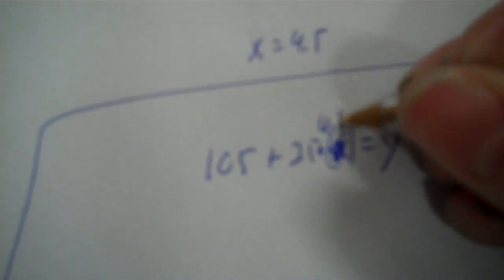Okay, so we are equal to Y here. And we have 105 at the beginning. And then we are adding $25 every hour. Okay. So there's my equation. So 105 plus 25 times x equals y. And then 4.5 goes in for x. X equals 4.5. So I put 4.5 in for x. Now it was 25 times x, but now it's 25 times 4.5. So I want to figure out what 25 times 4.5 is.